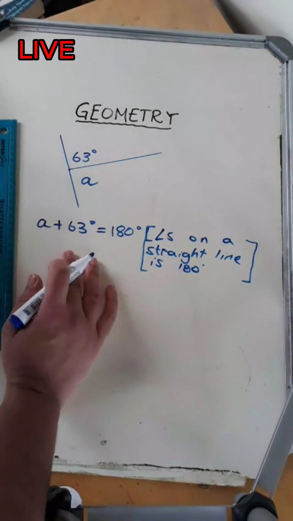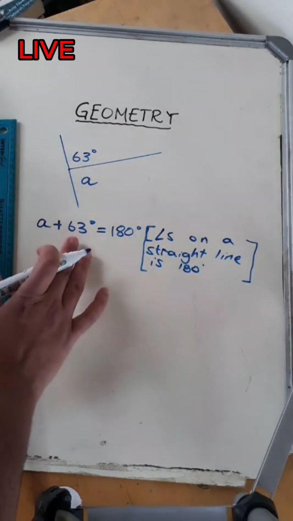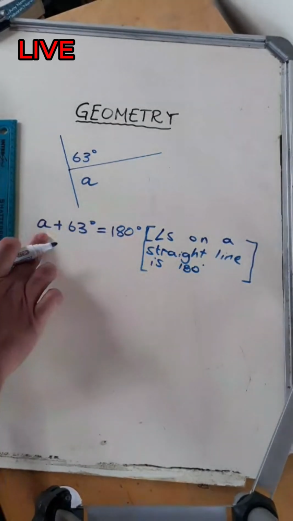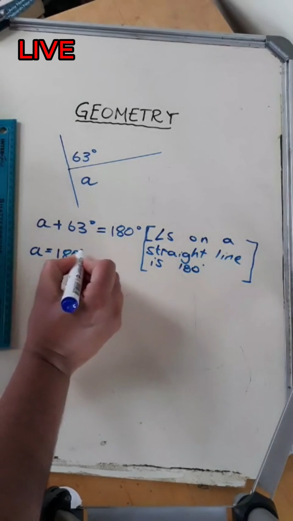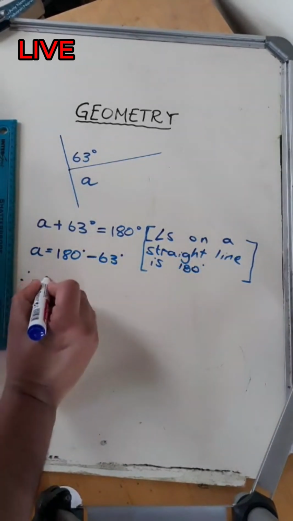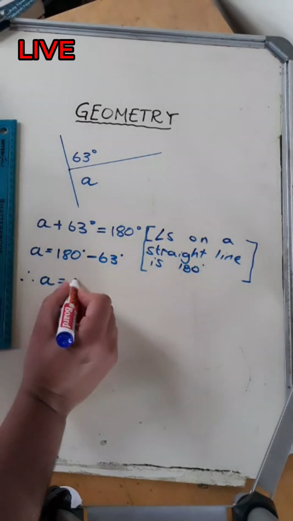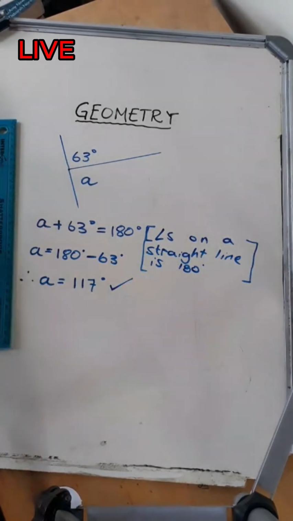Obviously for this section you will need to know how to simplify algebraic fractions, equations, expressions. Here we want to solve for A, so I want everything else on the right side except this unknown variable, because we are asked to calculate this. So A is equal to 180 degrees minus 63. That means my A value is going to be 117 degrees, and this here is your final answer.